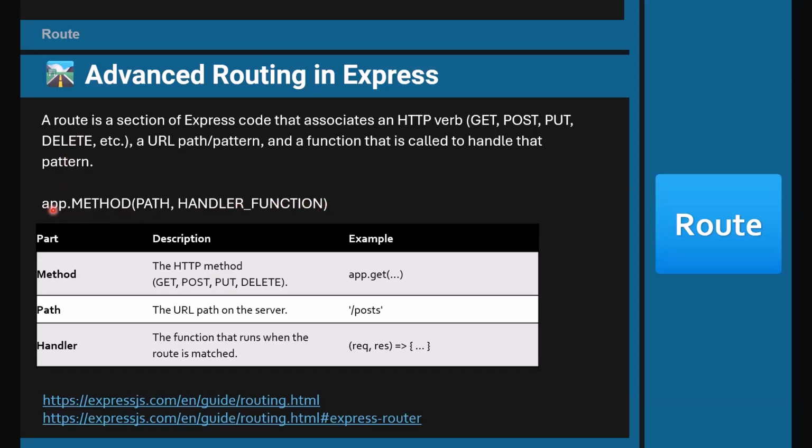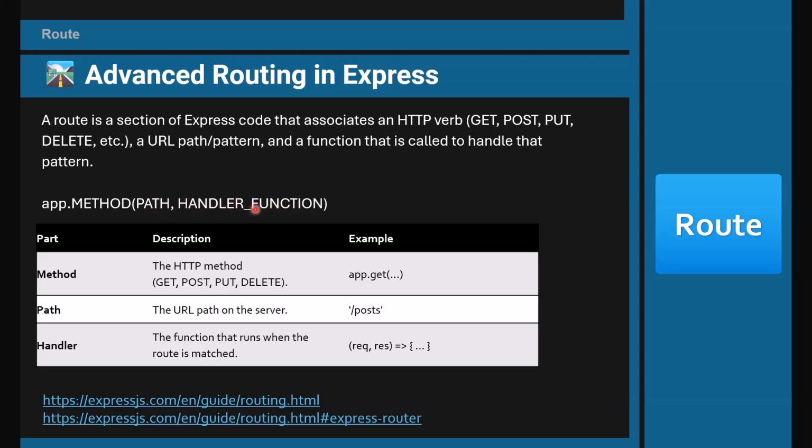You use the app object provided by Express. So you say app dot, then you call the method, the HTTP method. It can be get, post, put, delete. So when you say app dot method, after that you define the path, then followed by the handler function. The handler function is the function that runs when the route is matched. That is this part you define here. So when it matches, the handler function will be called.